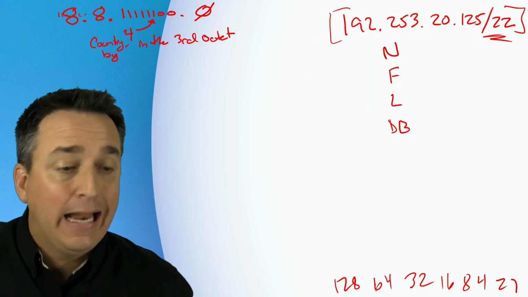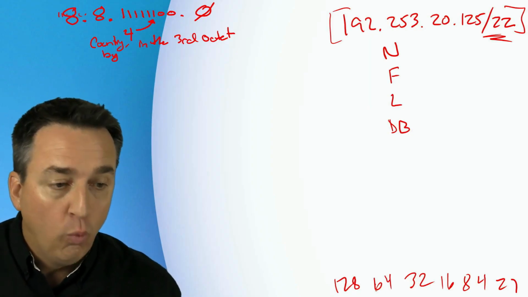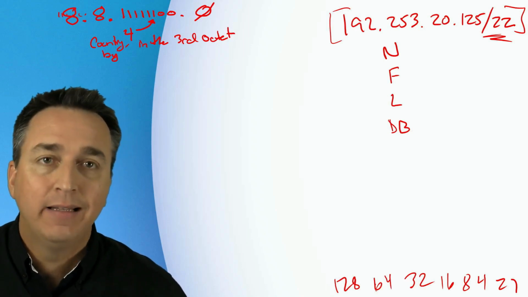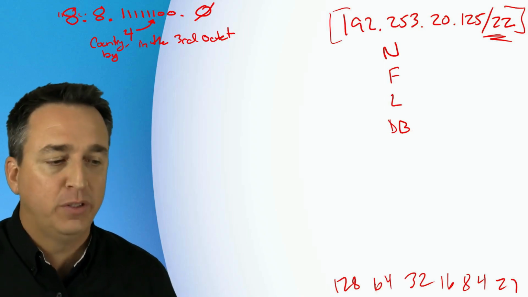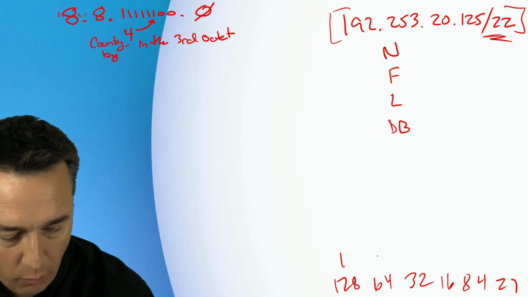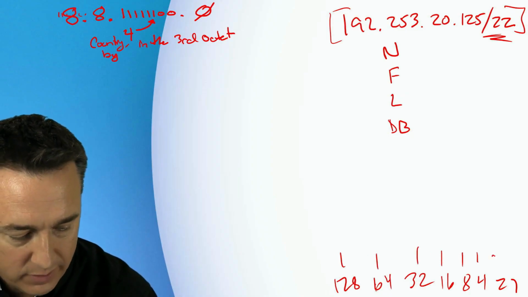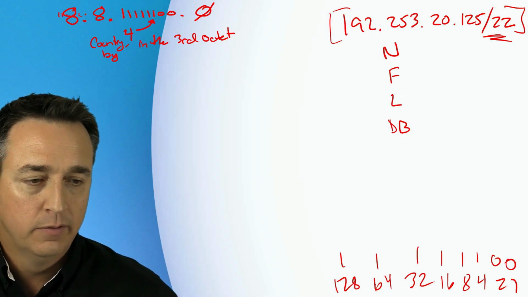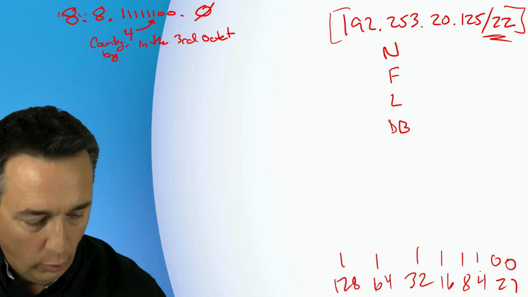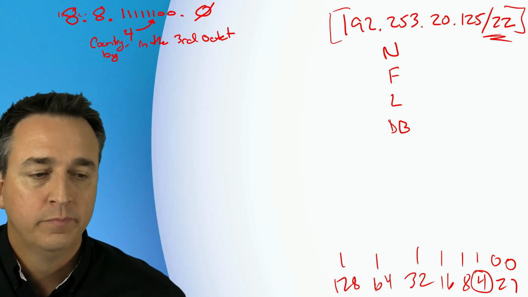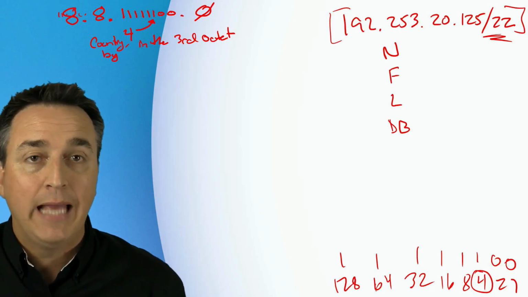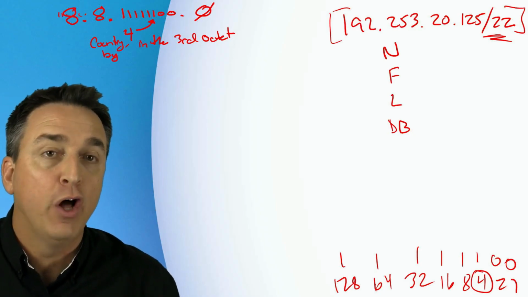And remember, we're not adding them together. It's just at what position is that? That is the decimal 4 position compared to binary. We got 1, 2, 3, 4, 5, 6. Right? 4. So now what does that mean? We're counting by 4 in the third.